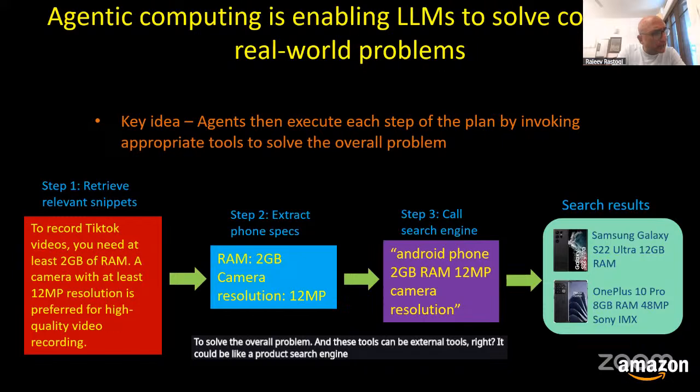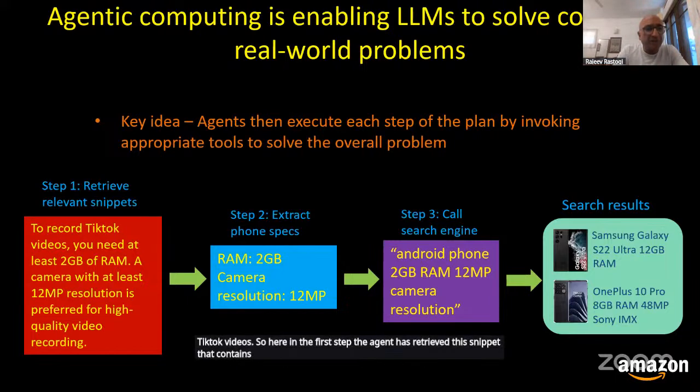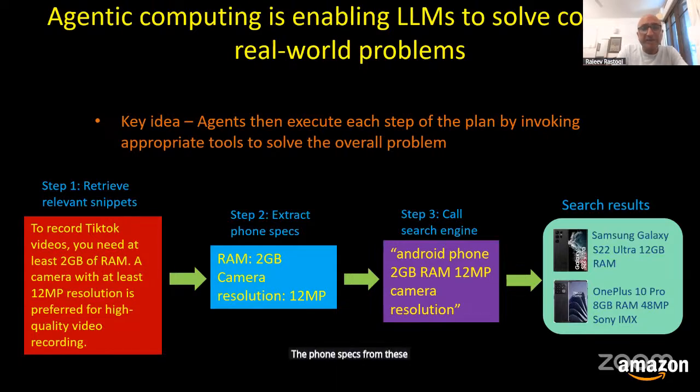So let's trace the execution of the plan created earlier by the agent to recommend phones to record TikTok videos. So here in the first step, the agent has retrieved this snippet that contains requirements for phones to record TikTok videos, and this is retrieved from the knowledge store. In the second step, the agent goes ahead and extracts the phone specs from the retrieved snippets. So this is 2 GB of RAM and 12 megapixel camera resolution.